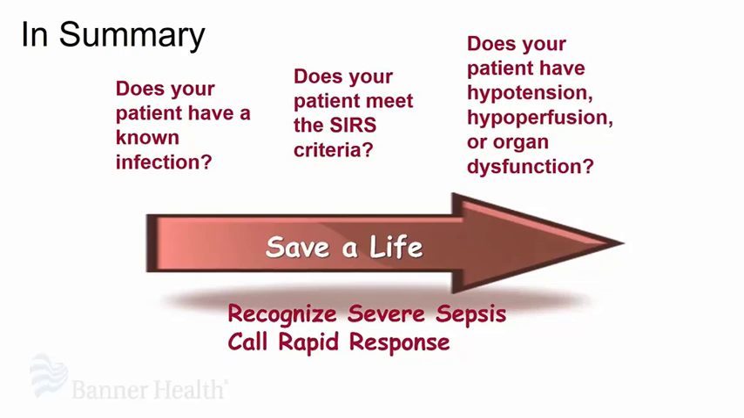In summary, you have to remember that recognizing the first signs of a change in your patient's status is the difference between life or death with your patient. So ask yourself, does the patient have a known infection? Does your patient meet the SIRS criteria? Does your patient have hypotension or hypoperfusion or organ dysfunction? You will save their lives by recognizing all of these stages of sepsis and severe sepsis. And remember to use the resources around you like rapid response team to help stabilize the patient and transition them to a higher level of care.